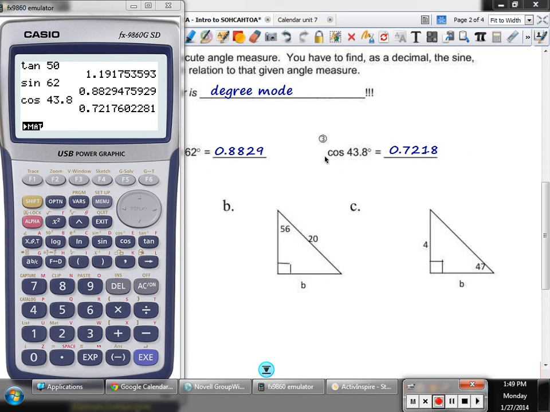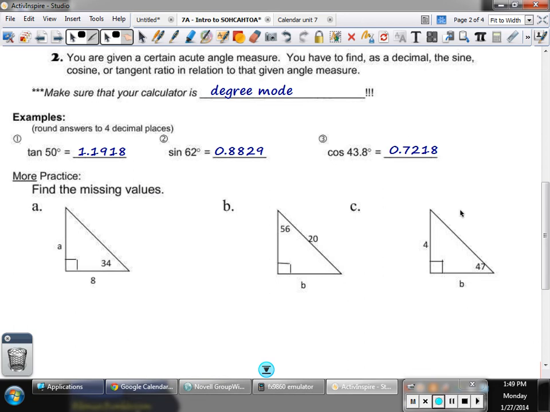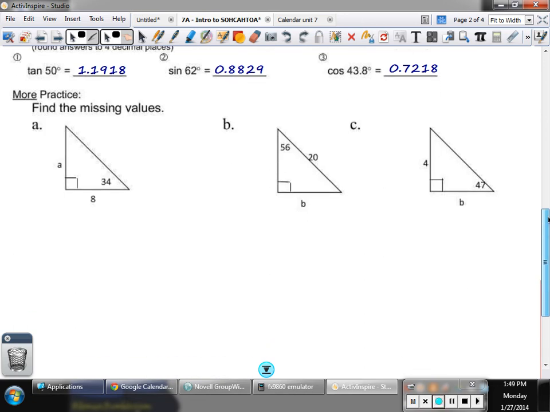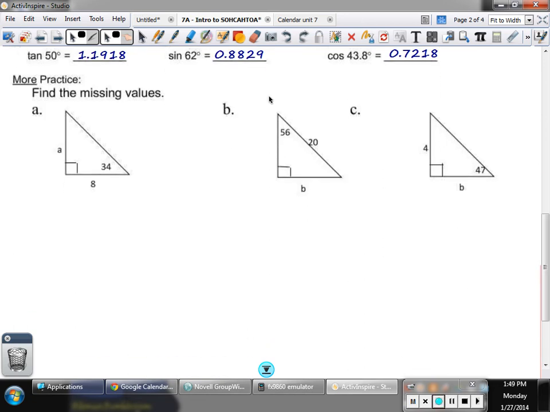Again, I just typed in exactly what it said, and I got 0.8829, and I got 0.7218. Okay, pretty easy as far as calculating those. A, B, and C are a little bit different. We have to do a little bit of work here. We're going to cross multiply, so we're going to set these up. I'm going to do the same thing every time because I like getting it right.